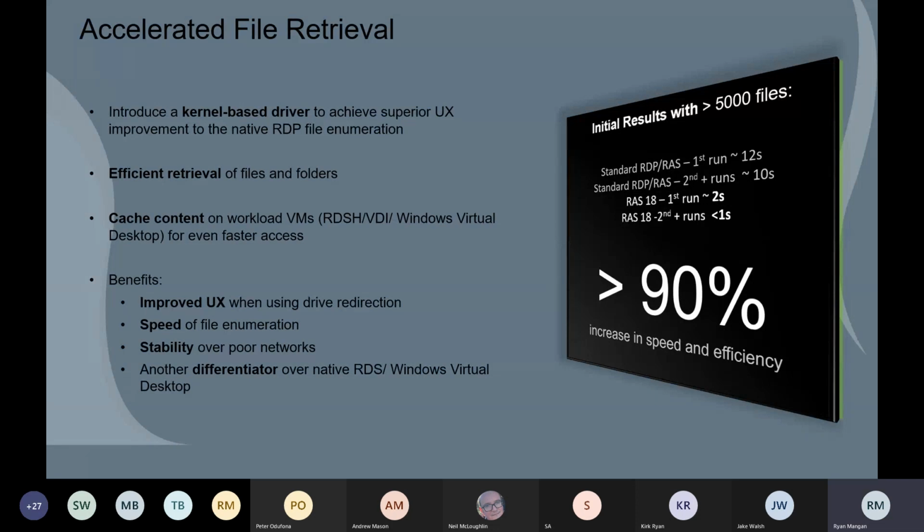And then this is one I really do like, the accelerated file retrieval. Copying through RDP file enumeration is problematic, crashes and causes problems sometimes. So Parallels have, and I think this is from customer feedback over the years, introduced a kernel-based driver to achieve a native RDP, to improve the native RDP enumeration, which improves the speed of copying files across even other port networks, and the stability. It's a bit like the old WAN optimization, but this is built into the product directly. And this is quite useful when you're using maybe a hybrid of RDS and Windows Virtual Desktop.